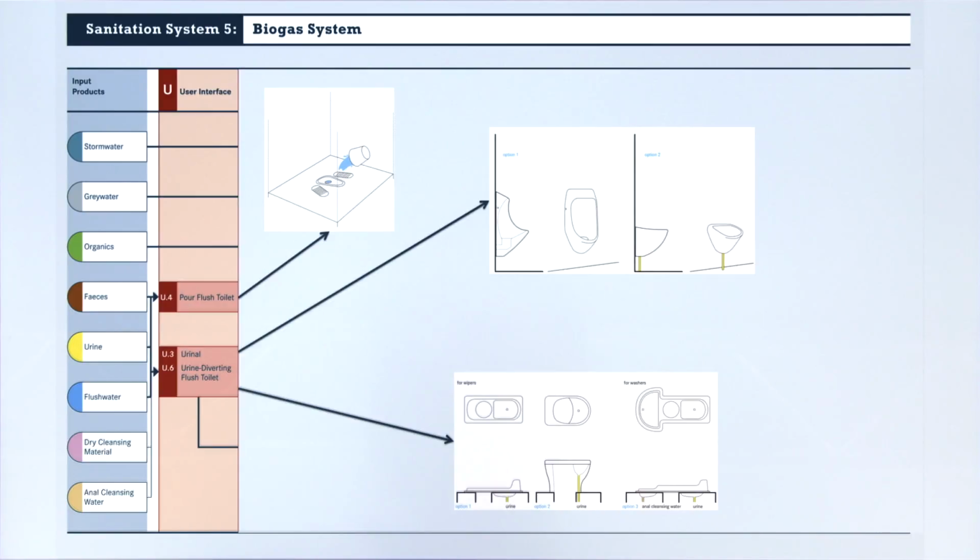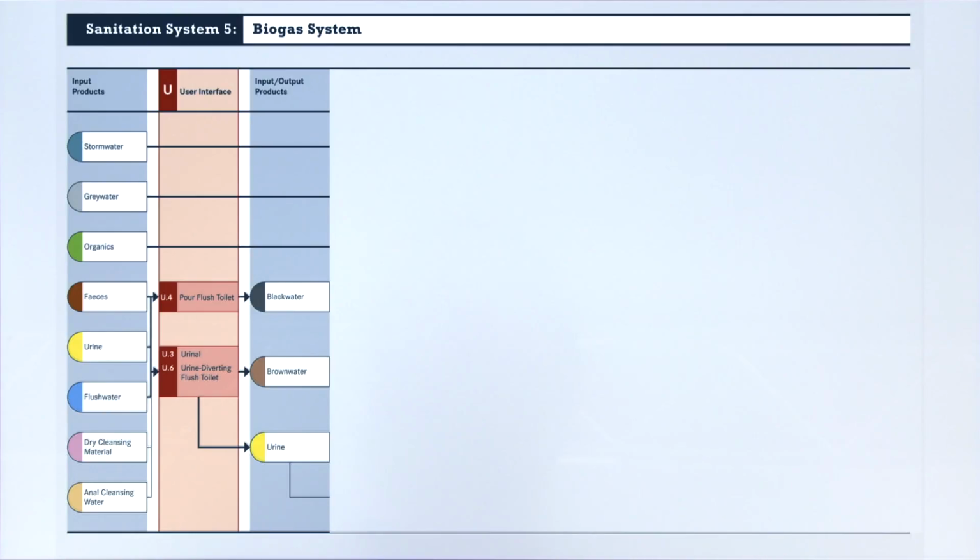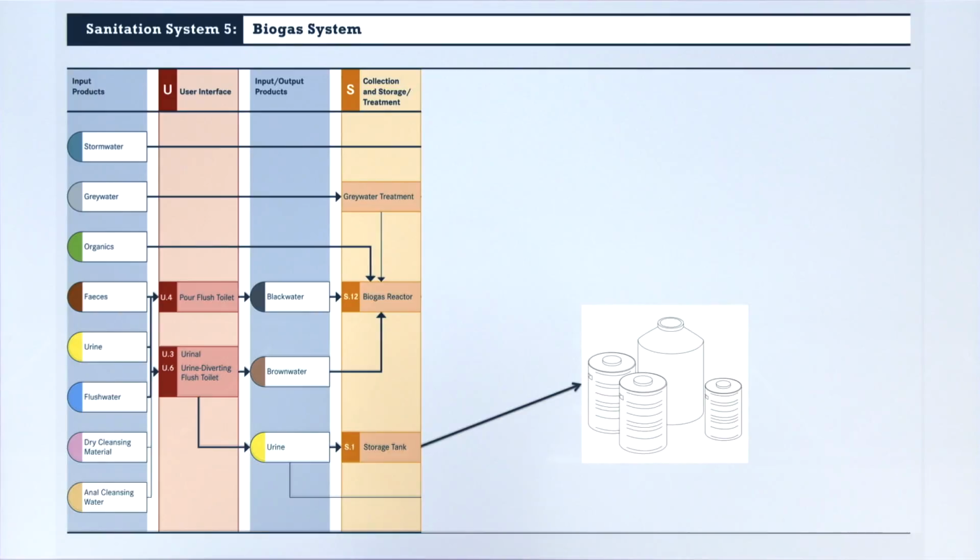In this template, we can see several choices for the user interface. Either a pour flush toilet can be used for all of the excreta and flush water, or if there is a desire for urine so that it could be used as a liquid fertilizer, then a urine diverting toilet or urinal could be installed. If urine is separated, it must be stored and transported separately. Of course, it could also be directed towards a soak pit, although there is really no reason to do this, and this option is indicated by the thin line leading from the urine to the soak pit.